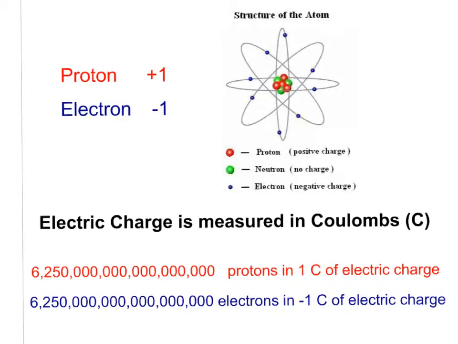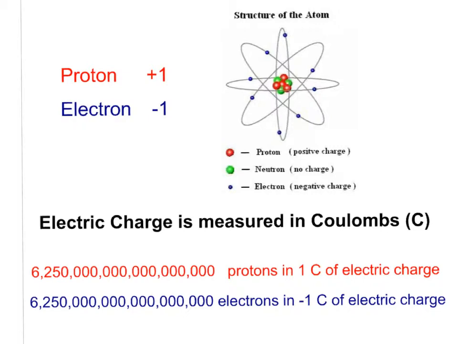Neutral atoms have no charge because they have the same number of protons as electrons. So they can be electrically neutral. In other words, they have a total charge of 0. That's what electrically neutral would mean. The amount of electric charge is measured in coulombs, and it's abbreviated with a capital C.